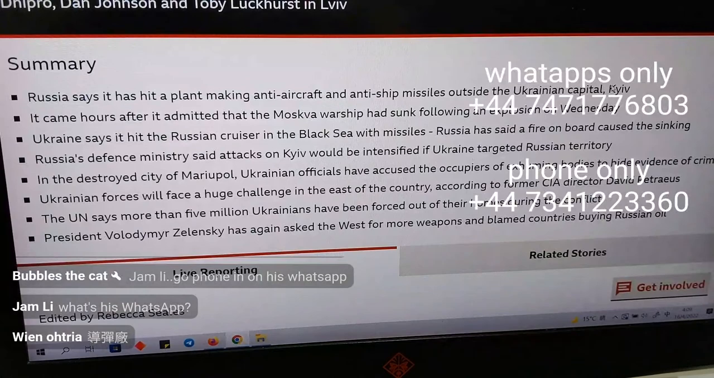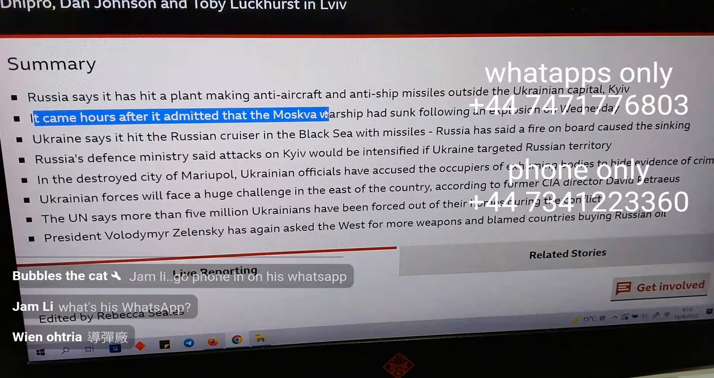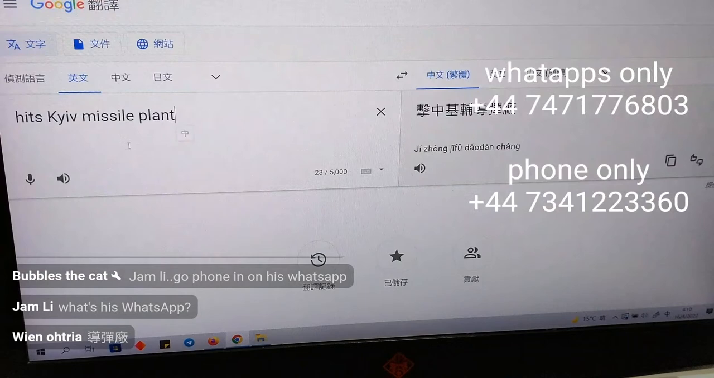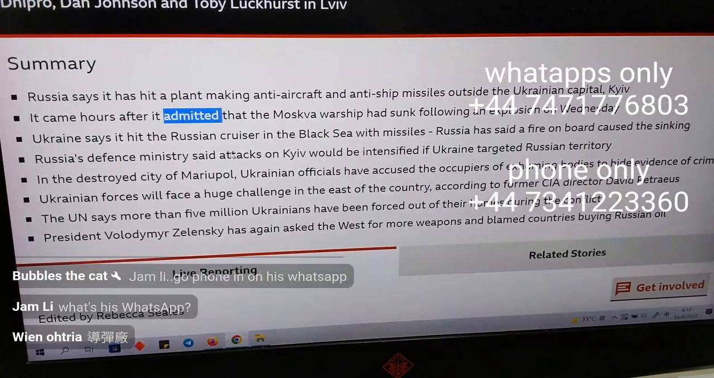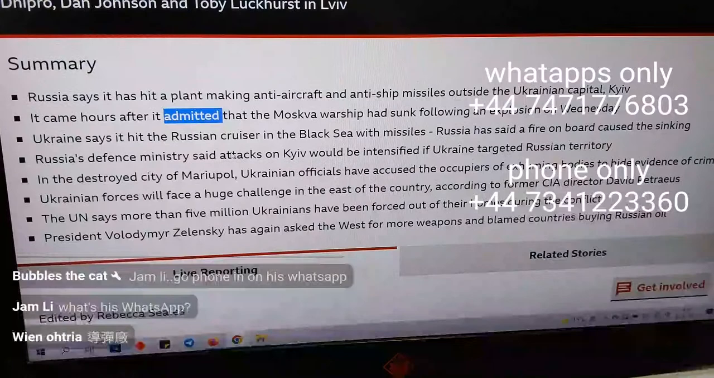That's very good, yeah. It comes hours after he admitted that the Moskva warship has sunk following an explosion on Wednesday. 即是他說了, 他 after admitted 即是承認, is that admitted? I don't know what that means. Admitted. It came after he admitted that the Moskva warship has sunk. 那個他們有一個叫 Moskva, 即是那隻不知什麼鬼東西, Moskva 的船就戰艦就沉了。Admitted, I don't know what that means. Whatever.